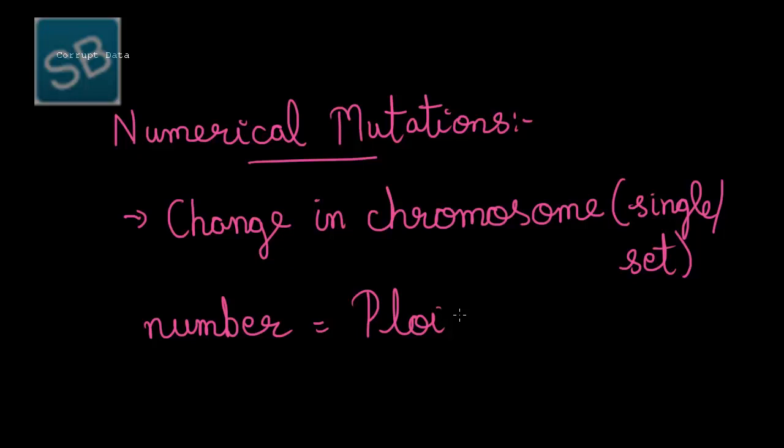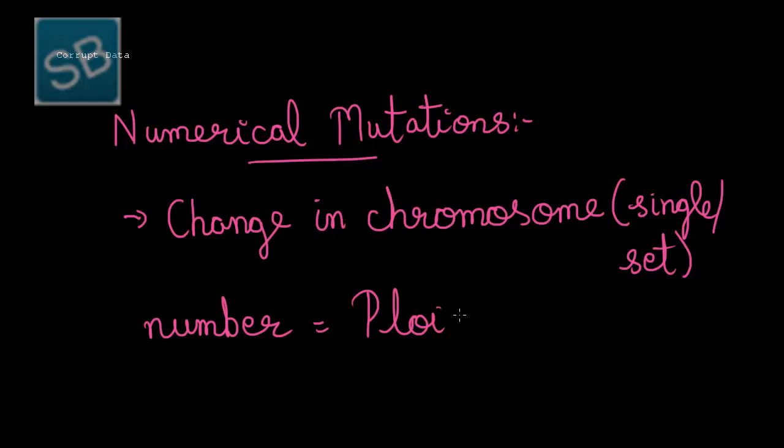On this basis, different terms have been suggested like monosomy, that is depicted as 2n minus 1. That is, due to this change, one chromosome gets deleted from the original homologous chromosome. The second type comes is nullisomy, which can be depicted as 2n minus 2. That is, from the pair, the two chromosomes itself get deleted.